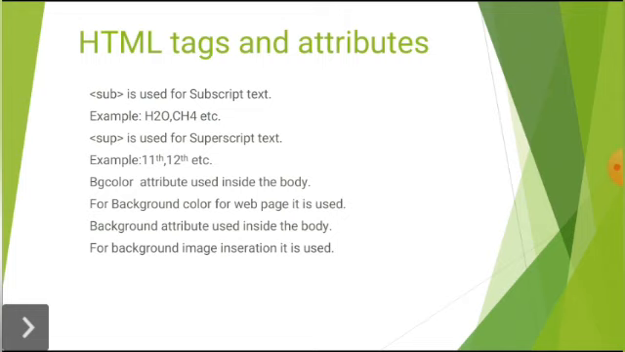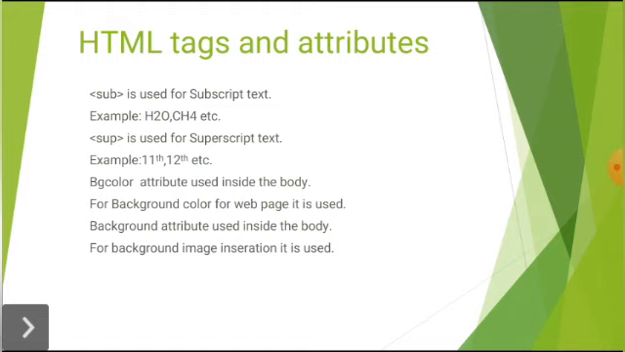We will see here the sub tag is basically used for the subscript text. For example, in H2O and CH4 we are using the sub tag over the 2 and 4. Then we will move to the super tag, which is used for the superscript text. For example, in 11th and 12th we are using the super tag over the "th" in both 11th and 12th.